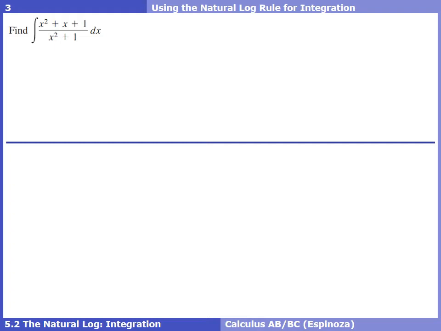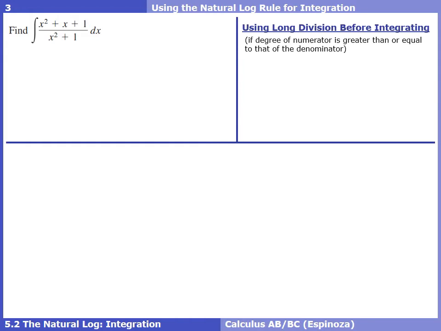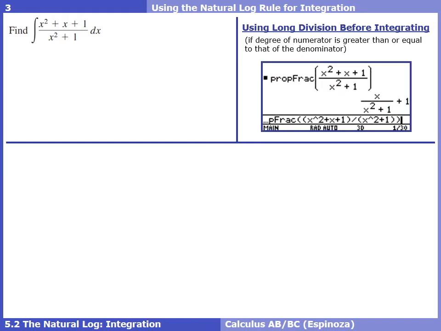So this is, I guess, I don't want to call it a trick problem, but definitely a problem that requires a different technique, and that is this. If the degree of the numerator, which is the highest power in the top, is greater than or equal to that of the denominator, we're going to need to use long division first before we integrate. You might be thinking, uh-oh, you're going to have to remember how to do long division with synthetic division, or maybe the long division method, but luckily that's not the case. With our TI-89, we can use it to do the long division for us.